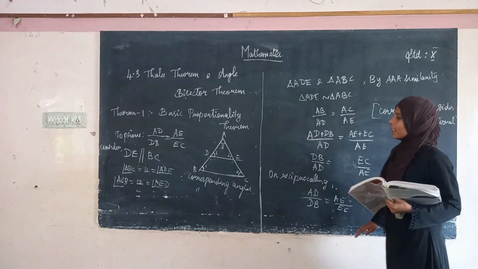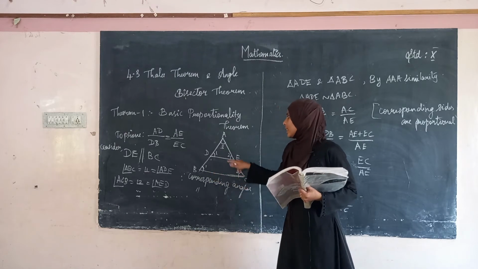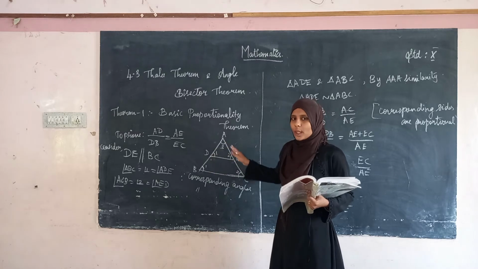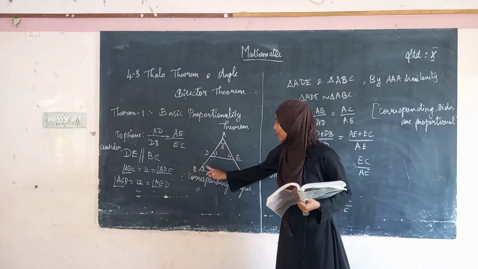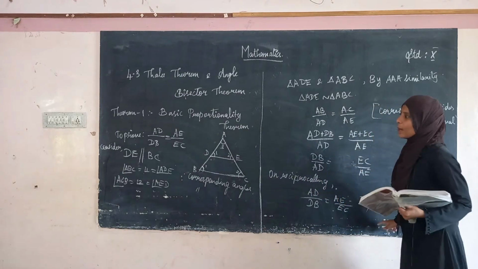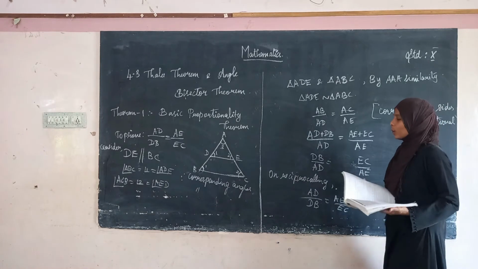Hence, we can say that if DE is parallel to BC, then this line cuts the corresponding two sides in a common ratio, that is AD divided by DB is equal to AE divided by EC. Hence, the theorem is proved. Hence proved. You have to write hence proved. So, this is the basic proportionality theorem. So, what is the statement?